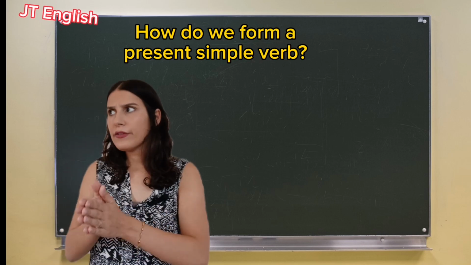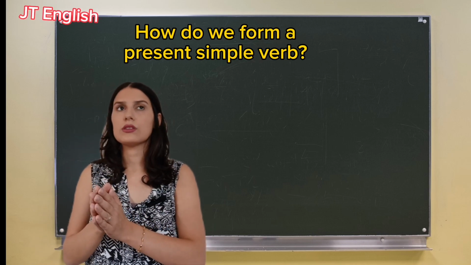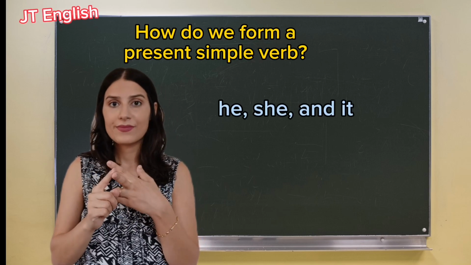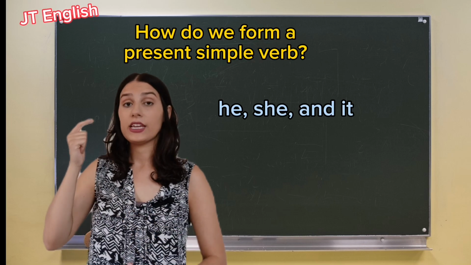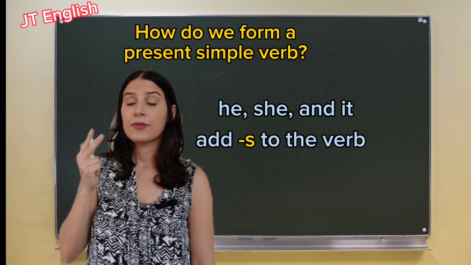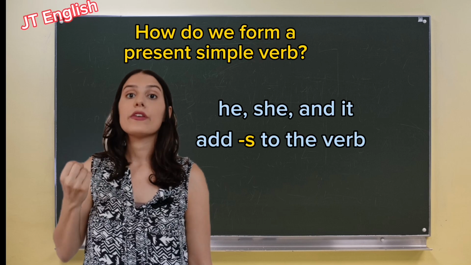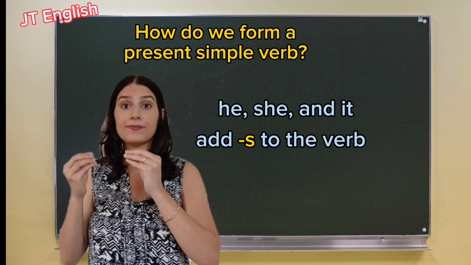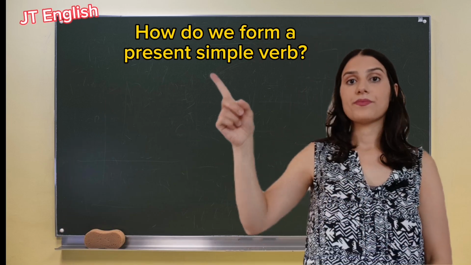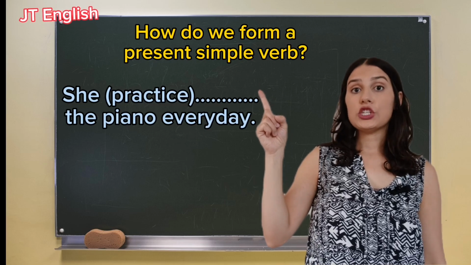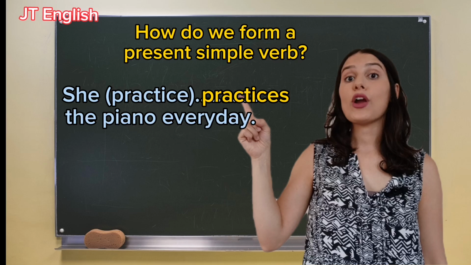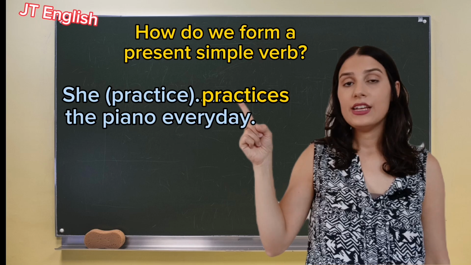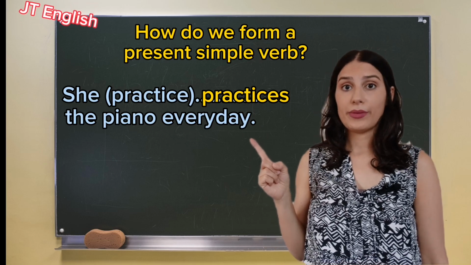Okay, but what if we have the pronouns he or she or it? After he, she, or it, we add s to the verb. Okay, so the verb ends in s. For example, she practices the piano every day. So we add s to the verb.